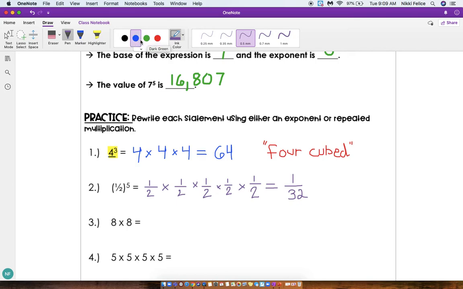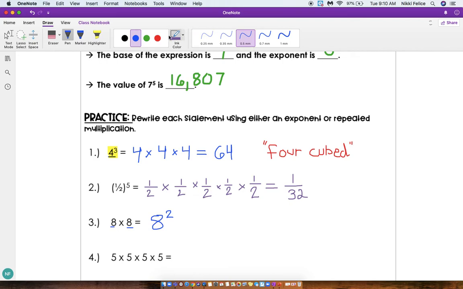Next we have 8 times 8. Now this is already written as repeated multiplication. I'm multiplying the same number 2 times. So my base would be 8. That's the number that's getting multiplied. And how many times do I multiply? Well, I see 1 8, 2 8s. So this would be 8 to the 2nd power. That's how I would write this expression using an exponent. 8 to the 2nd power, because there are 1 8s, 2 8s.